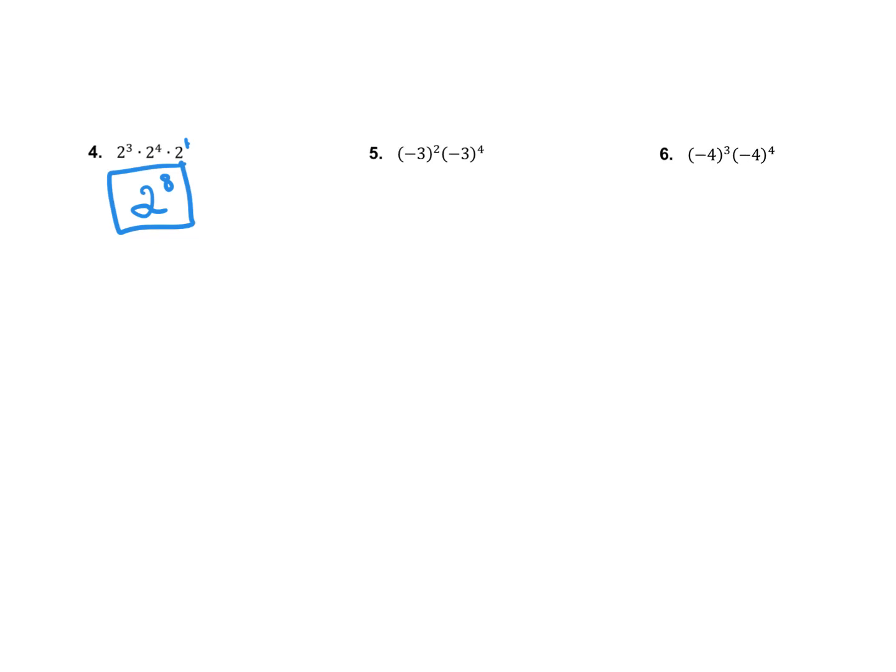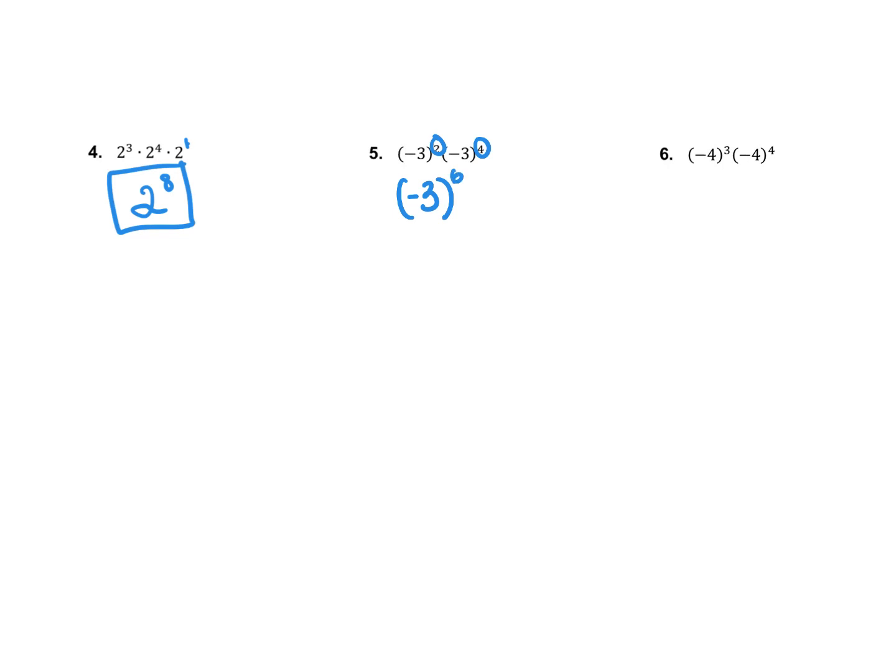All right, for question number 5, I have negative 3 squared times negative 3 to the 4th power. So let's go ahead and write down our base, and let's make sure that we keep our parentheses on it. And so I have negative 3 squared times negative 3 to the 4th, and so I'm going to add together my exponents, and I'm going to get a 6.